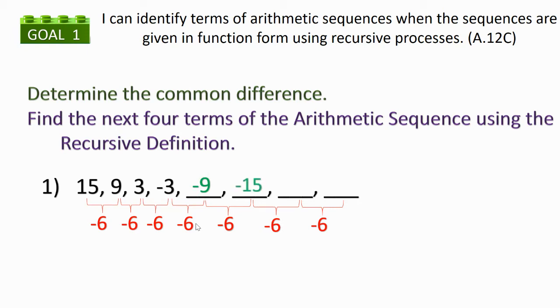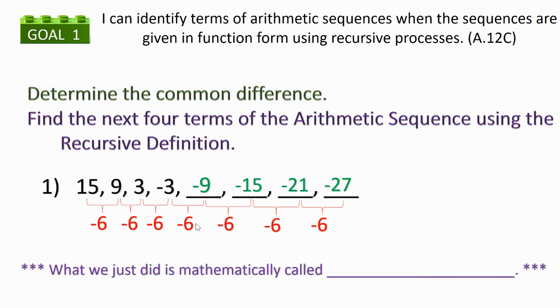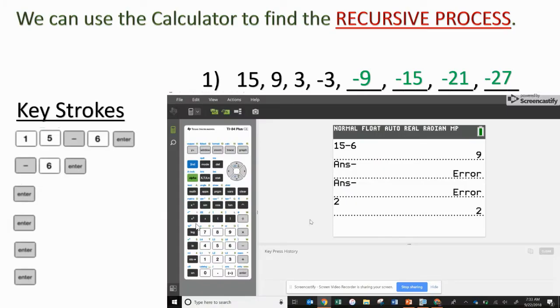And then -6 is -15. -6 is -21. -6 is -27. And so you would fulfill that question by just using the common difference to find the next set of terms. All right, so what we just called is called a recursive definition. Now I'm going to show you how to do that in the calculator.